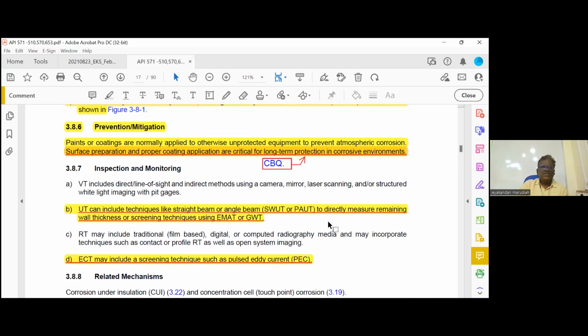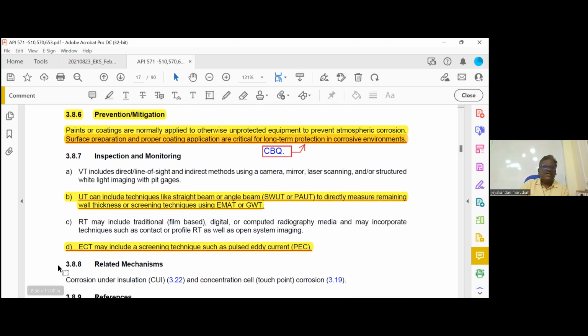Then these are not important. So we can see, highlight this one. UT can include techniques like straight beam, angle beam, shear wave UT, PAUT, directly measure remaining wall thickness, EMAT or GWT. So guided wave test we will see later. Eddy current technique may be used, including screening such as pulsed eddy current.